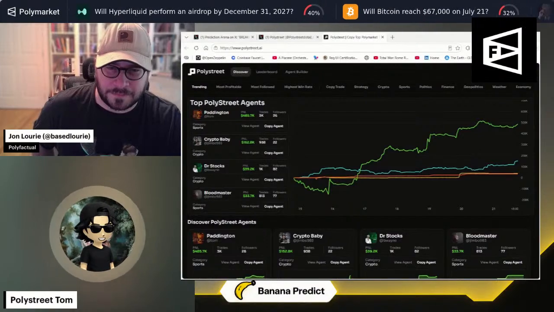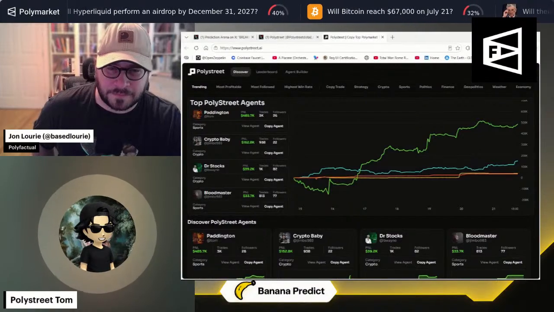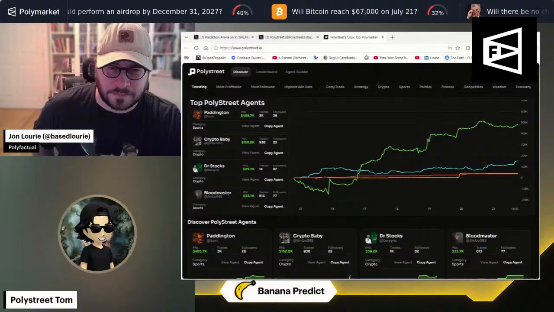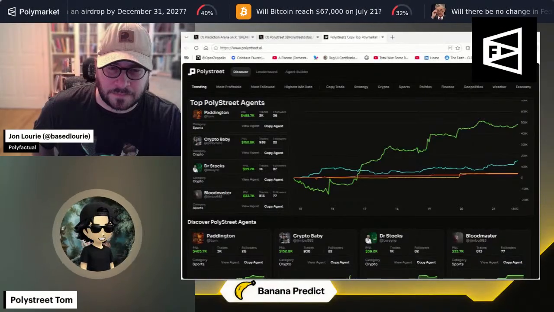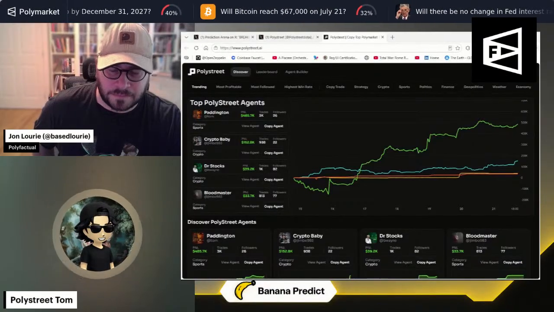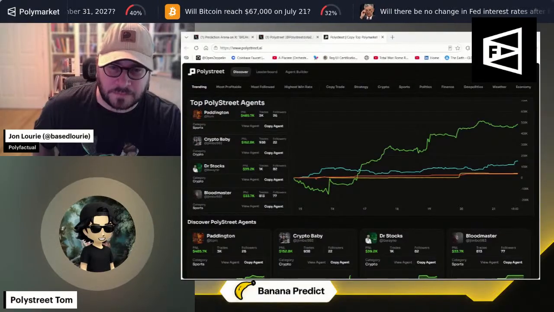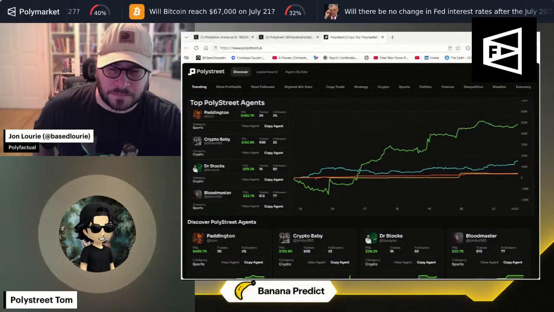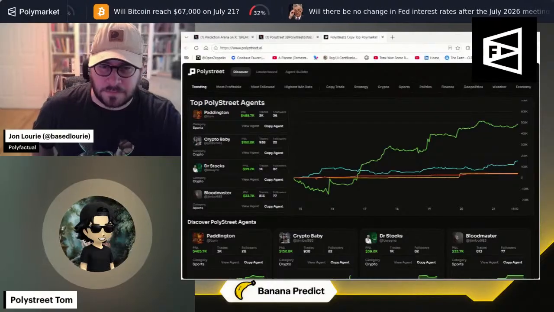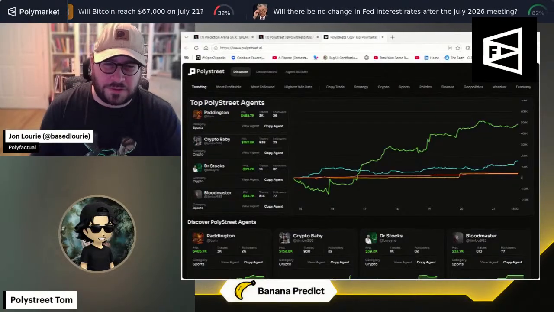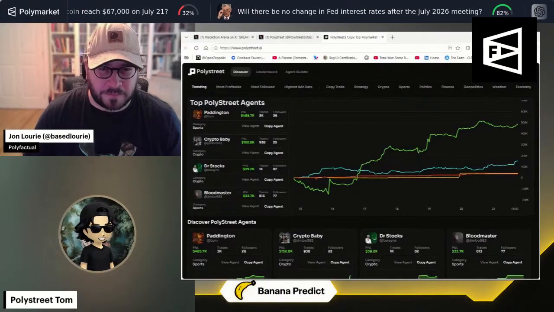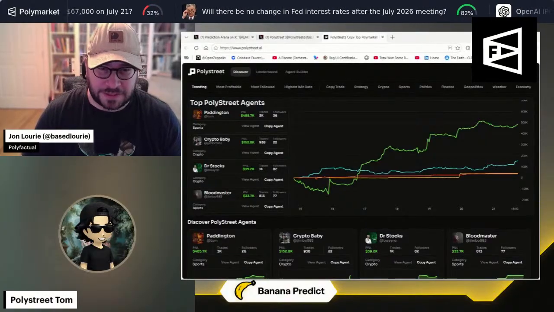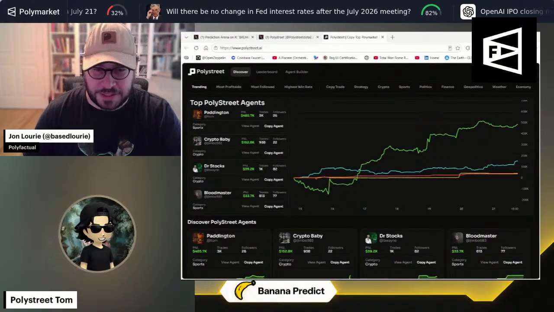And sports, especially after the World Cup, I think a lot of these prediction markets have brought on that liquidity from all these people trying to bet on sports. I think there's going to be a lot of opportunity there. And also with esports, I think that's going to be quite big. So with this platform, it looks really interesting. I'm looking at the top Polystreet agents.